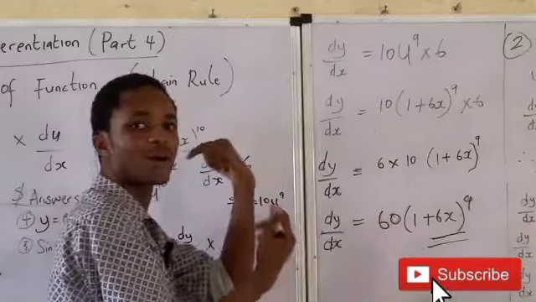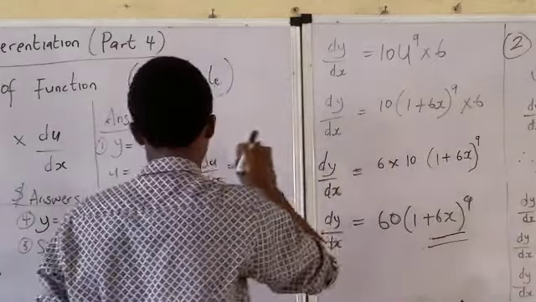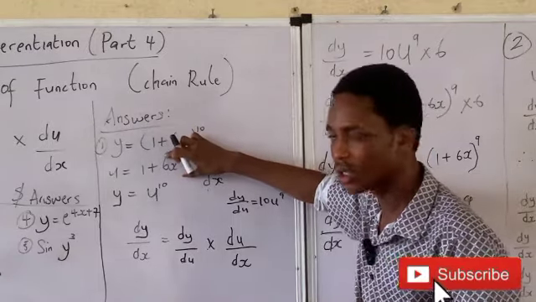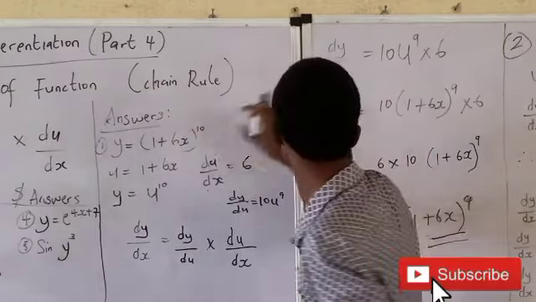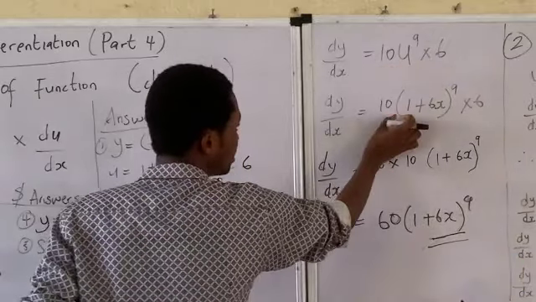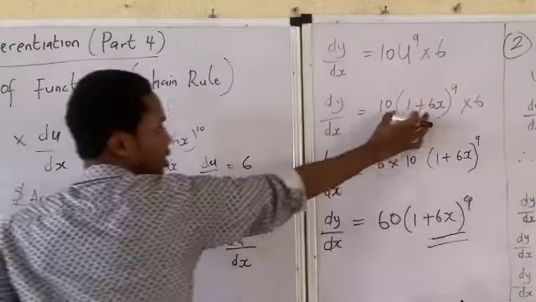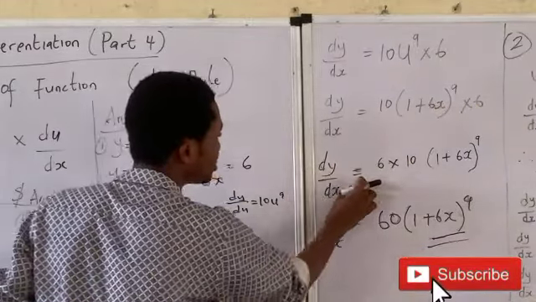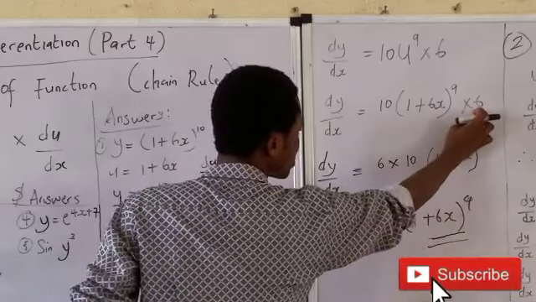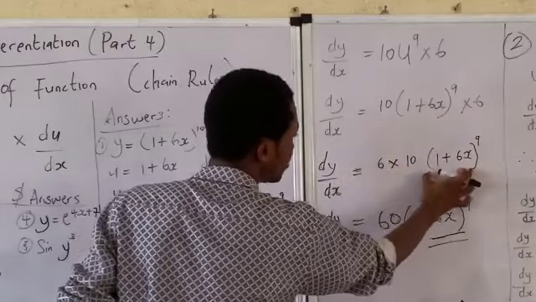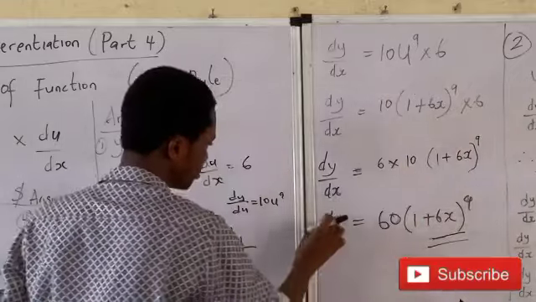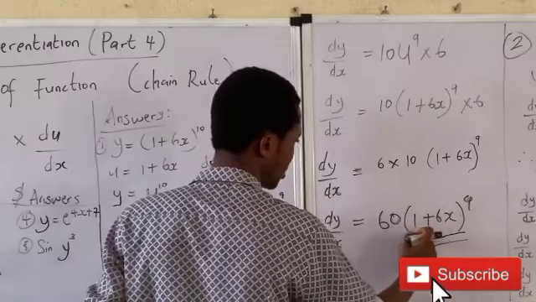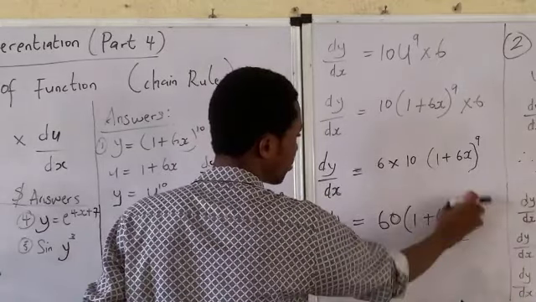So, we go back to our question. What is our u? Our u is 1 plus 6x. So we replace u here with it: 10 times (1 plus 6x) with the power of 9, times 6. Now, dy/dx equals 6 times 10 times the bracket raised to the power of 9. 6 times 10 will give you 60. So dy/dx equals 60 (1 plus 6x) raised to the power of 9.